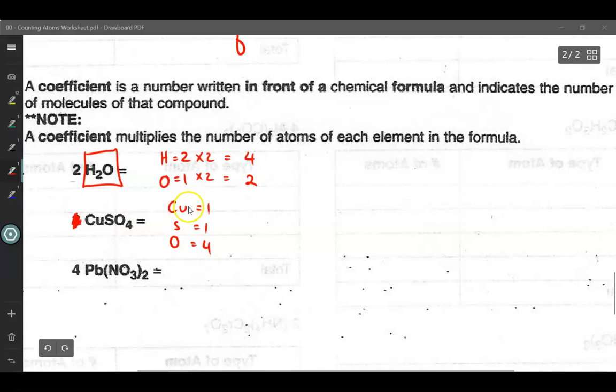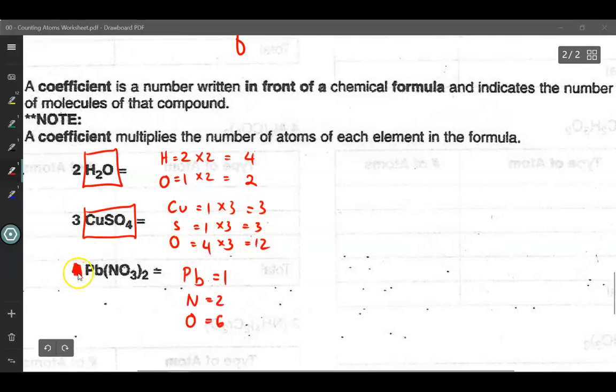Alright, so I have 1 copper, 1 sulfur, and 4 oxygens in this compound. But since I want to make 3 of these, I'm going to multiply everything by 3, giving me 3 coppers, 3 sulfurs, and 12 oxygens in the end.